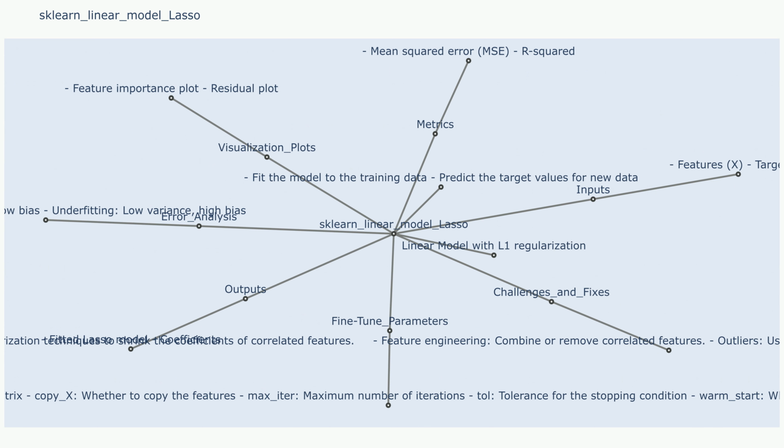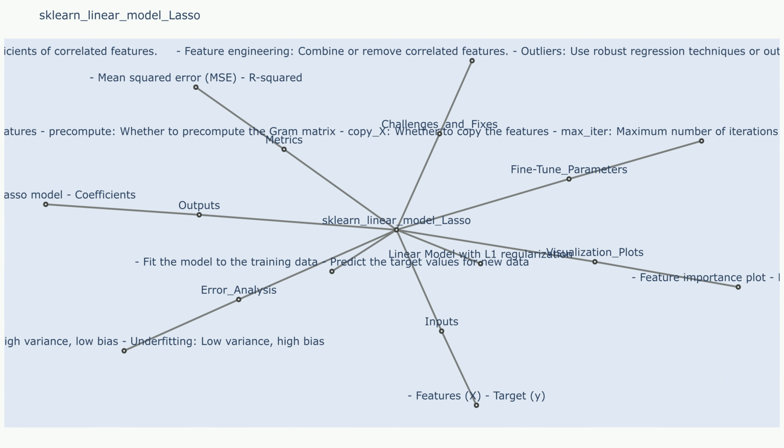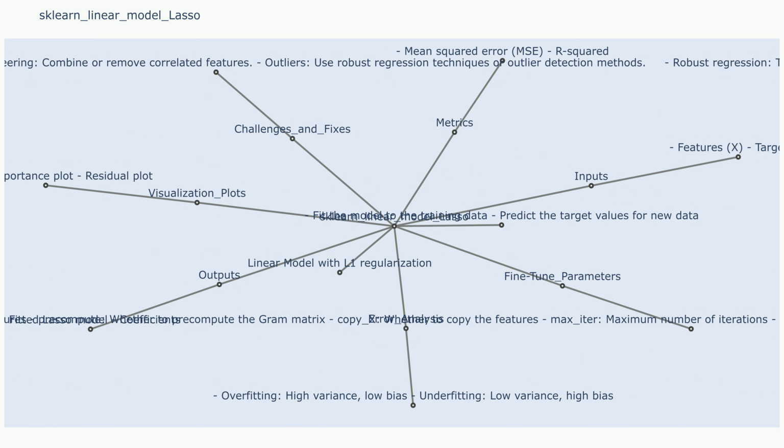Metrics: mean squared error, MSE, measures the average squared difference between the predicted and actual target values. R squared represents the proportion of variance in the target variable that is explained by the model. Mean absolute error, MAE, measures the average absolute difference between the predicted and actual target values.